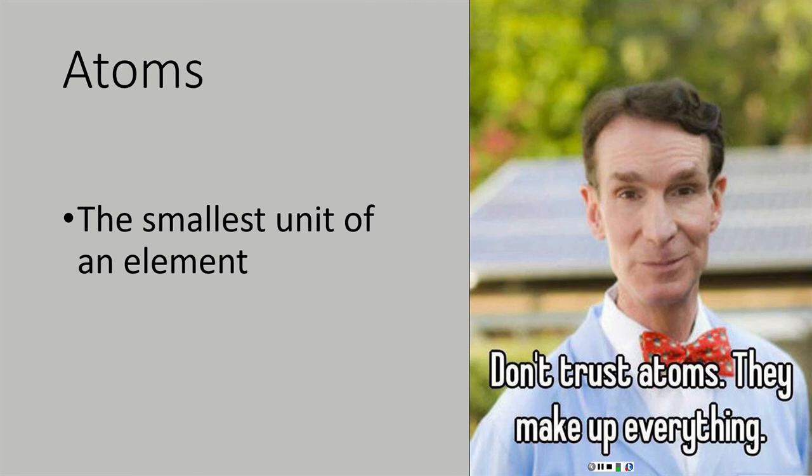Now, all elements are composed of atoms, or all elements are atoms. And atoms, by definition, are the smallest unit of an element. So if we were to take, let's just say, oxygen. I have a lot of oxygen in a container, and I take half of that oxygen. Well, it's gotten smaller, but it's still oxygen.